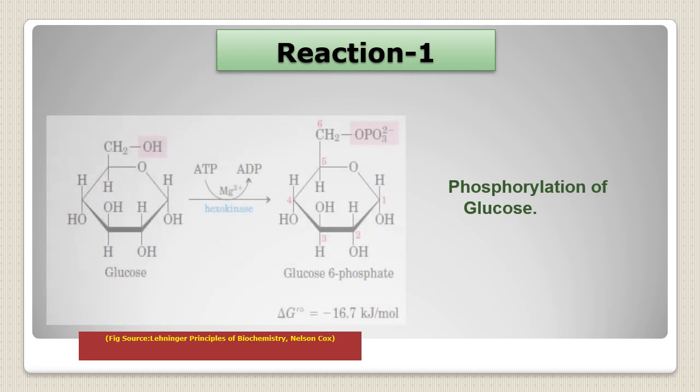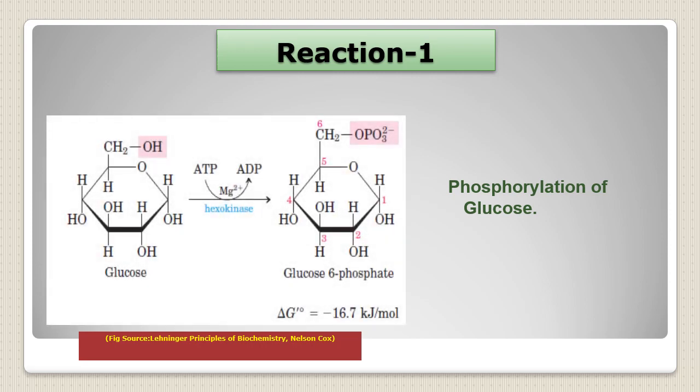This is the first reaction or first step of glycolysis, where we can see that from a glucose molecule, a glucose 6-phosphate molecule is produced with the help of the enzyme hexokinase, and 1 ATP molecule is converted into an ADP molecule with the help of magnesium ion.